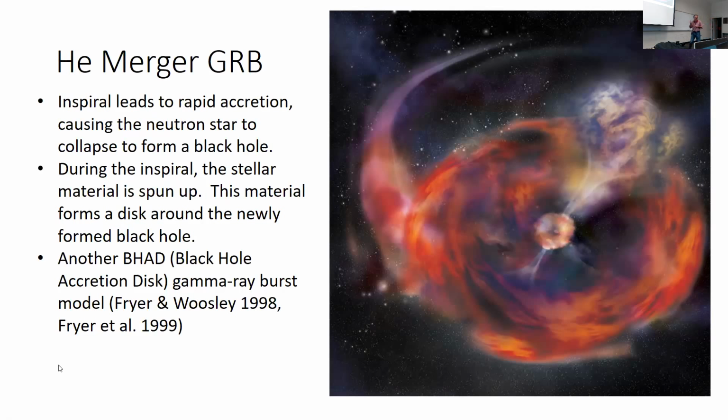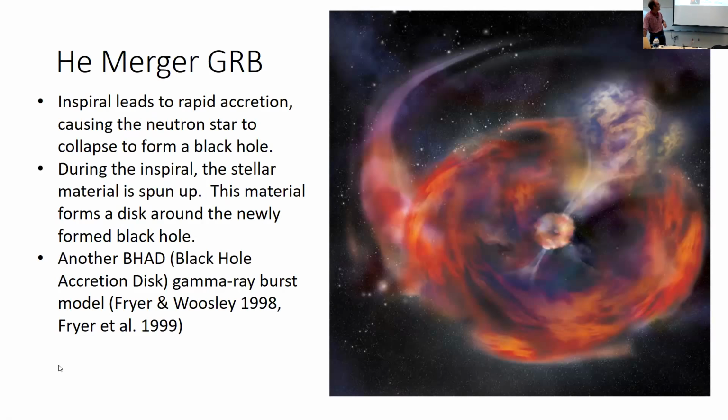The neutron star spirals in. It's accreting like crazy because it's cooling through neutrinos. It can accrete until it becomes a black hole, and then you have this spun up star around a black hole, a perfect condition for, at the time we were looking for models that produce nice disks around black holes to make gamma ray burst jets. So this is one of this class of black hole accretion disk models, what we term bad GRB models. And we came up with this in the late 90s.